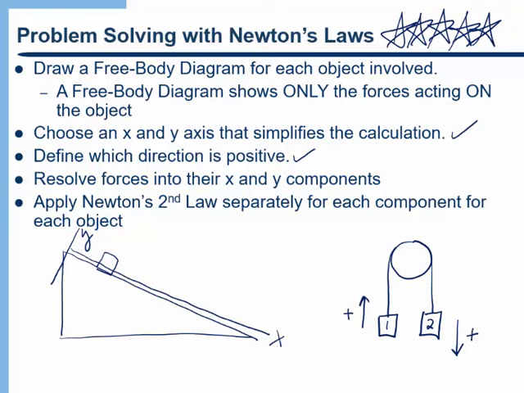Once we've done those things, if necessary, then we need to resolve our forces into their x and y components. Remember that when we use Newton's second law, that the net force is equal to the mass times the acceleration, invariably what we're doing is we're writing that out separately for each component. And so in our case that will be x and y components. And then finally we apply Newton's second law separately for each component for each object. So if you've got 2 objects in the problem, you'll have to write down Newton's second law 4 times, the x and y direction for each object.